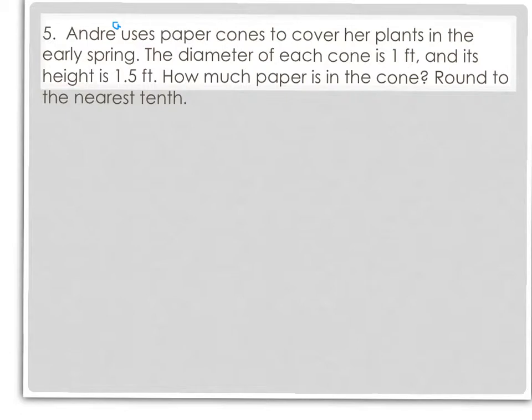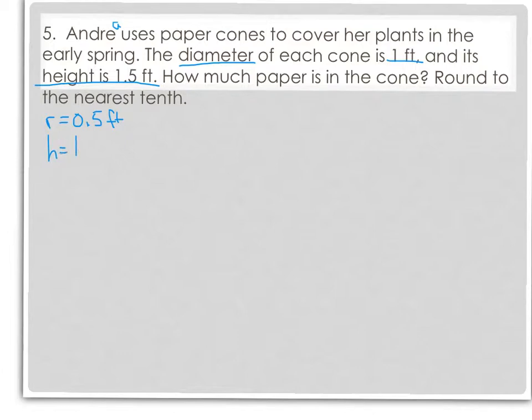And for our last example, number 5, I think it should say Andrea. So Andrea uses paper cones to cover her plants in the early spring. The diameter of each cone is 1 foot and its height is 1.5 feet. How much paper is in the cone? Round to nearest tenth. So they told us our diameter is 1 foot and height is 1.5 feet. So if our diameter is 1 foot, our radius is half a foot, or 0.5 feet.